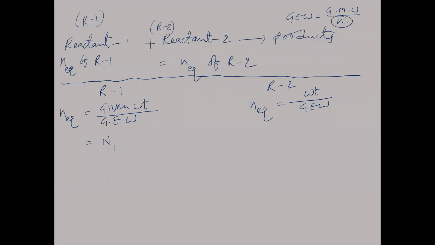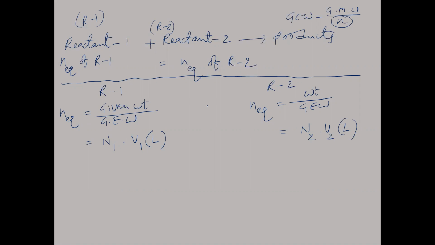Now the second formula for number of equivalents is normality of the first reactant into volume of the first reactant in liters. Remember, N1 into V1, with volume in liters. Similarly, volume of the second reactant is V2. So N1 V1, the product of normality and volume in liters, is called the number of gram equivalents. Here also N2 V2 is the number of gram equivalents of the second reactant.